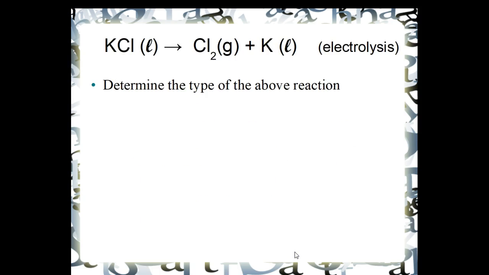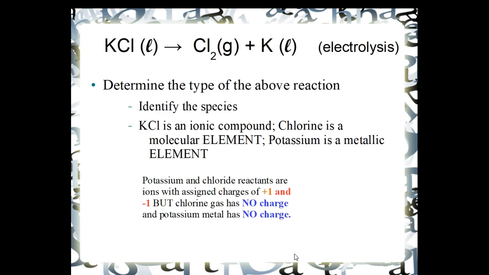Now let's look at the decomposition of a molten salt, in this case potassium chloride. This is how we get potassium metal, and you can get chlorine gas out of this to sell commercially. And let's determine the type of the reaction. We identify the species. KCl is an ionic compound. Chlorine, however, the product, one product, is a molecular element, and potassium is a metallic element.